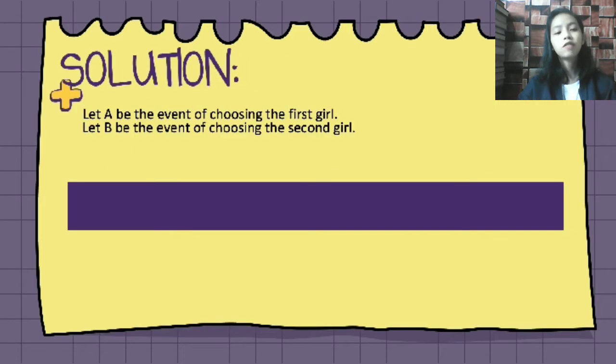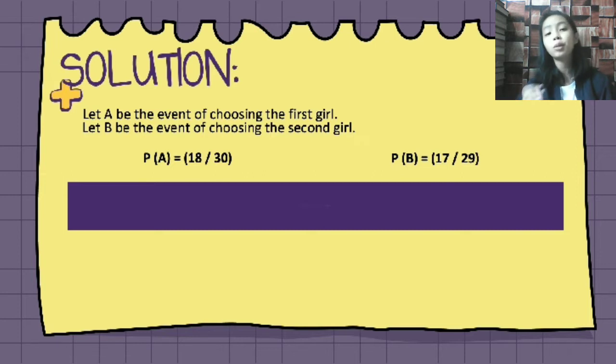You can pause the video to try and answer it yourself. To solve this problem, let A be the event of selecting the first girl while B represent the second chosen girl. After that, we will have to find the separate probabilities of each event. Always remember that in getting the probability of an event, it follows the order of n(A) all over n(S), or the number of event A all over the total sample space.